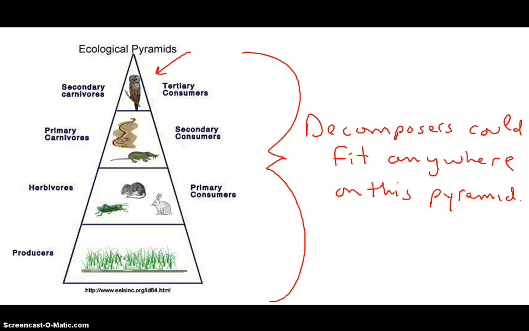Some of them are going to decompose rotting grass and plants from the primary producer level. Some of them will break down the dead bodies of primary consumers. Some of them can break down secondary consumers and all the way up to tertiary consumers. So the decomposers could really fit in anywhere on this pyramid.